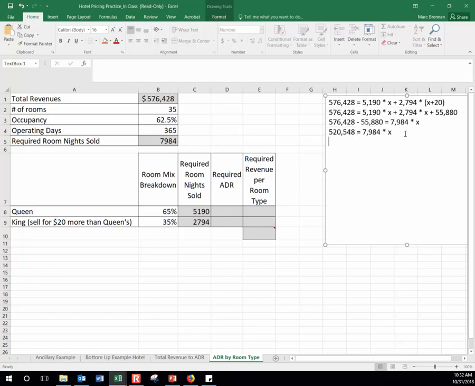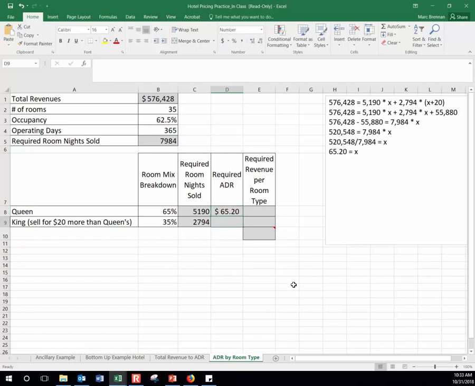So I would go $520,548 divided by 7,984, and that would cancel it out on the other side, leaving me with just X. Okay. And if I do the math, I should have $65.20, which equals X. And if you remember from the beginning, X is the required average daily rate that I have for Queen. So I'll make that into dollars.